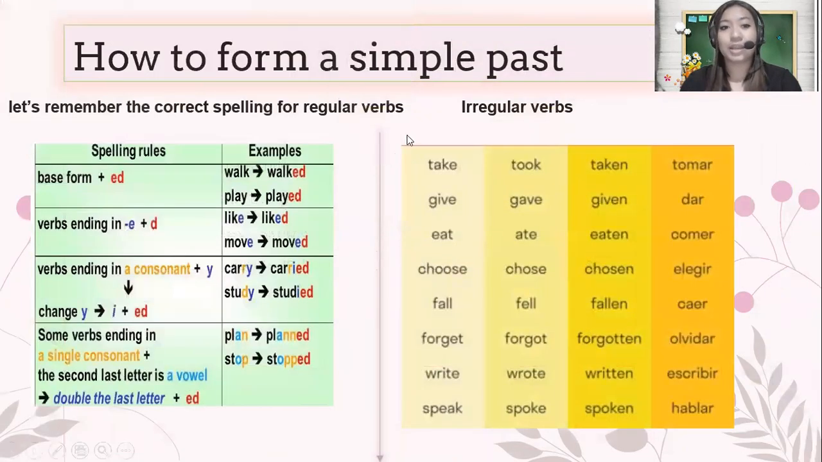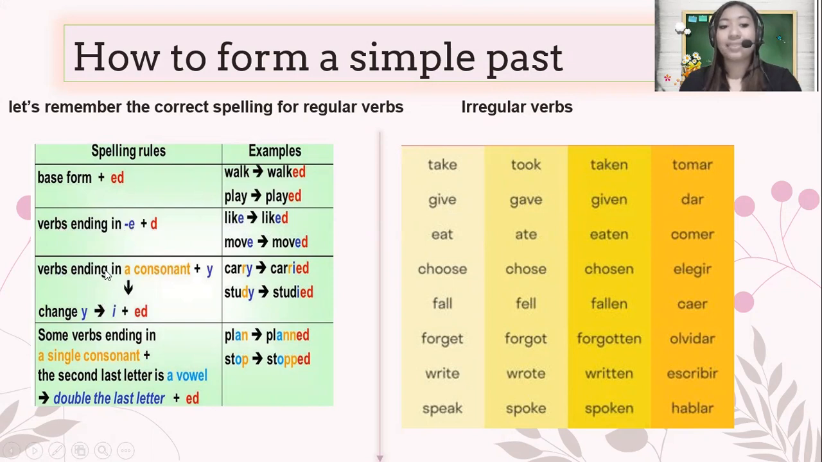So, let's continue. We have how to form the simple past. Let's remember the correct spelling for regular verbs. If we have a verb in the base form, we just have to add ed at the end of the verb. So it could look like this: walk, walked. Here there are some exceptions. For verbs ending in an e, we have to add only d at the end of the verb. So it's going to be like this: like, liked.